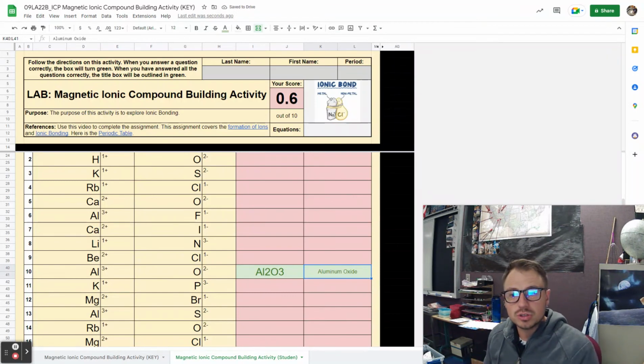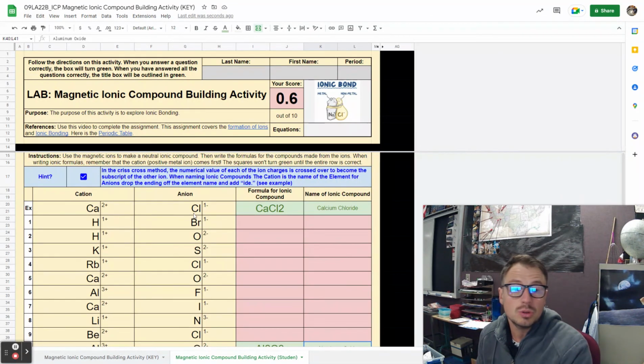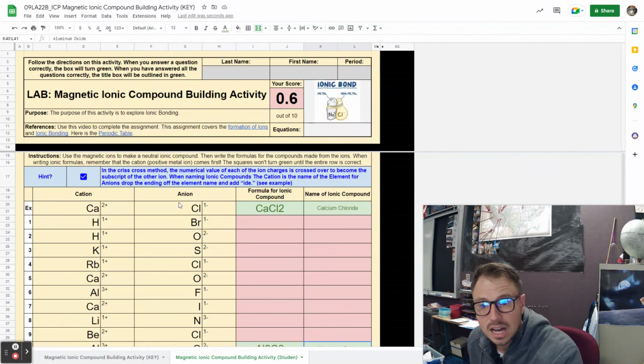That is one of the trickier ones because that one requires a subscript for both of them. But sometimes, if you look up here, this calcium has a +2 charge. You're going to need 2 chlorines, 2 negative charges, to balance that out and make it a neutral ionic compound. So once again, this is the magnetic ionic compound building activity.